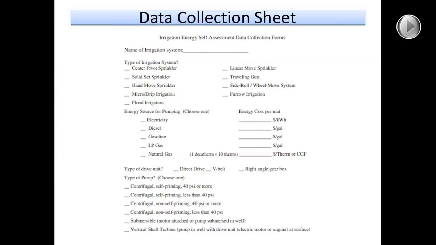Type of pump, centrifugal or turbine or submersible. We talked about all of those yesterday. They have some different categories of whether or not it's self-priming. We talked about flooded suction a little bit, or if the lift is low, then the pump can prime itself. Or if it's non-self-priming, they have it broken out by whether the operating pressure is higher or lower than 40 psi.